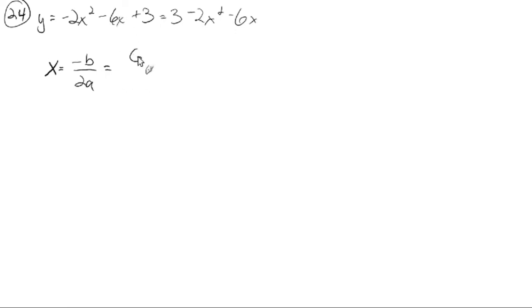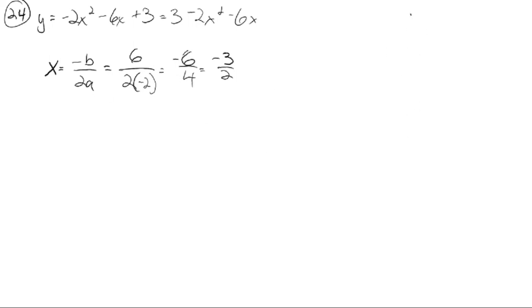Okay. So at negative b over 2a, this is b. Negative b would be positive 6 over 2 times a. A is negative 2. So this is negative 6 over 4. It's negative because we're dividing a positive by a negative. 2 times negative 2 is negative 4, so that makes the fraction negative. So negative 3/2.